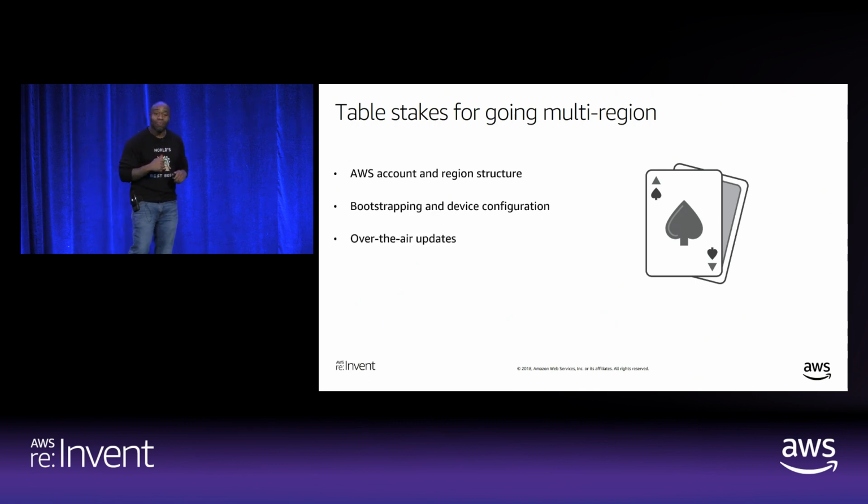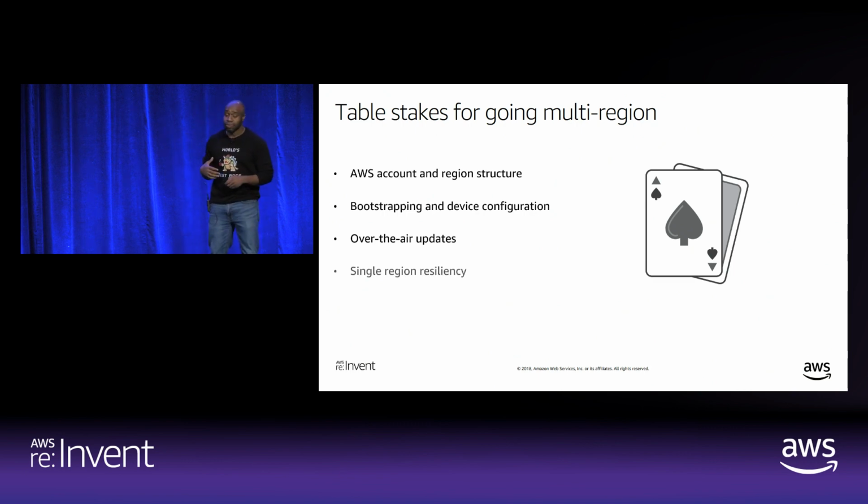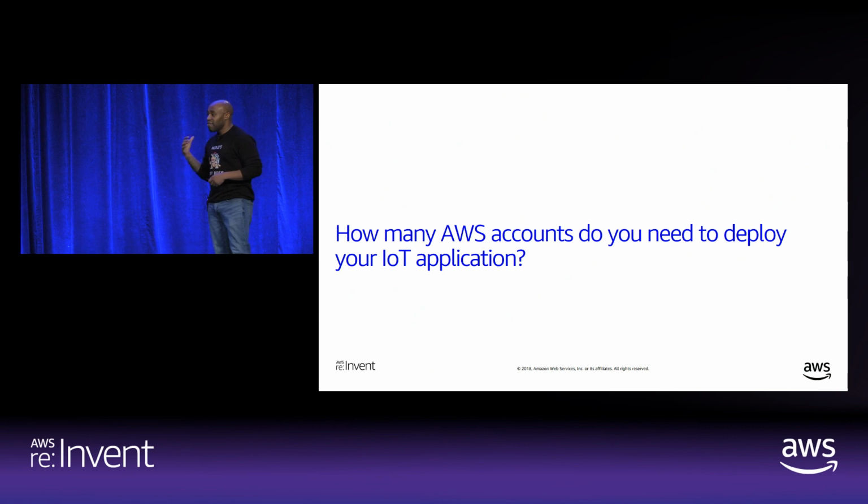You have to be able to do over-the-air updates. Of course, there are customers who say, yes, I can do this, but you have to go send a field technician out to go do this on a tractor manually. It's not super scalable. So you have to be able to do this over the air. And before you're thinking about multi-region redundancy, you need to think about single region redundancy and resiliency. So we'll give you some best practices about how that looks in a few slides. So let's dive into each one of these table stakes in a bit more detail.